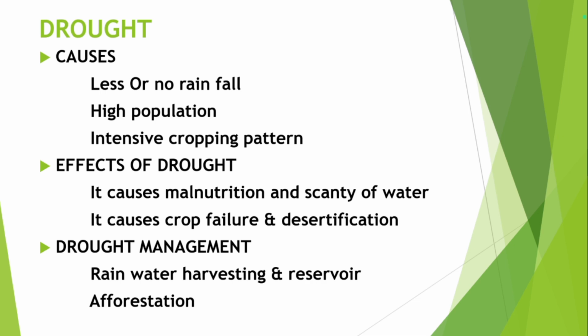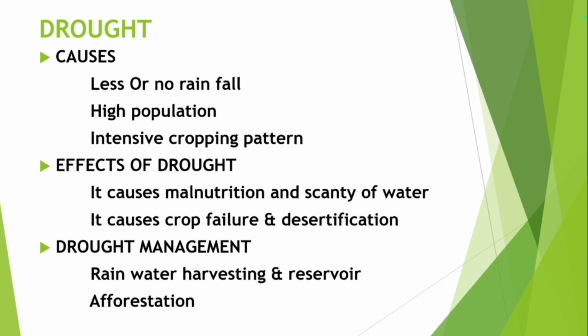Malnutrition. I hope students you know what is the meaning of malnutrition. The less nutrition or the less food we will get. Or else I can say simply that we have to suffer from hunger and scarcity of water, as there will be no water, we will not be getting water, which is not favorable for the survival of a human. It causes crop failure and desertification. If there will be no water, then there will be no chance of crops to grow. That's why there will be a great loss of crops. And along with that, we have to also face desertification in the land.